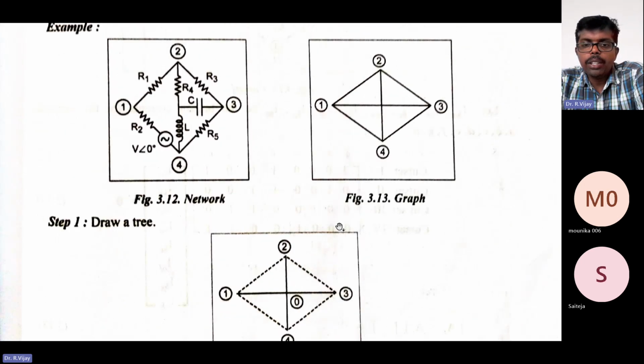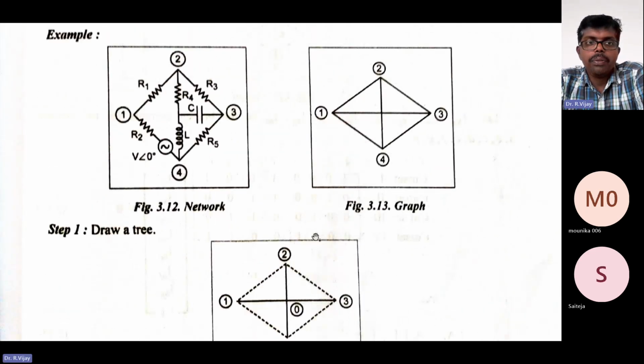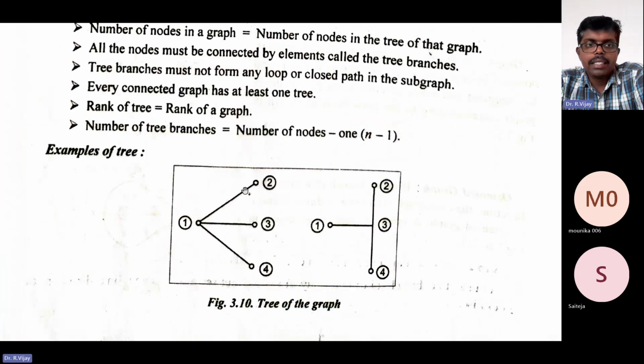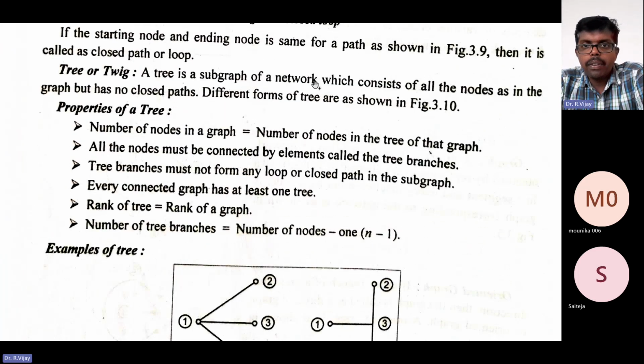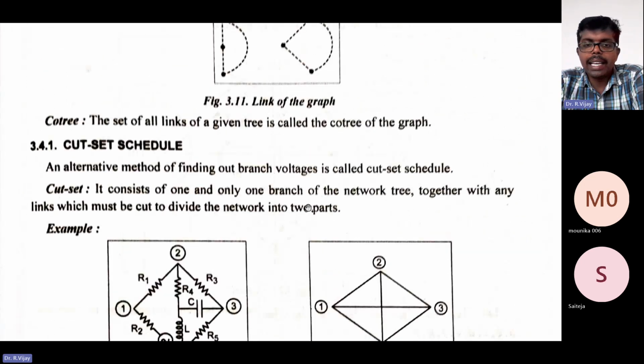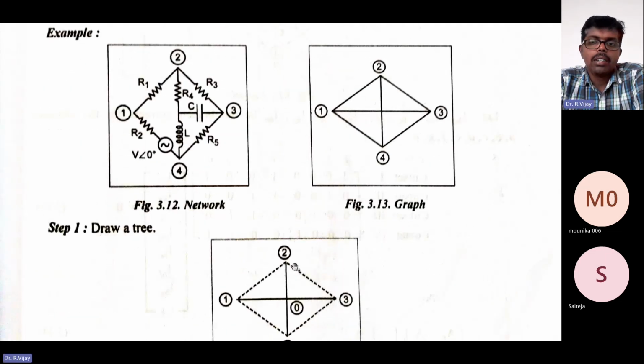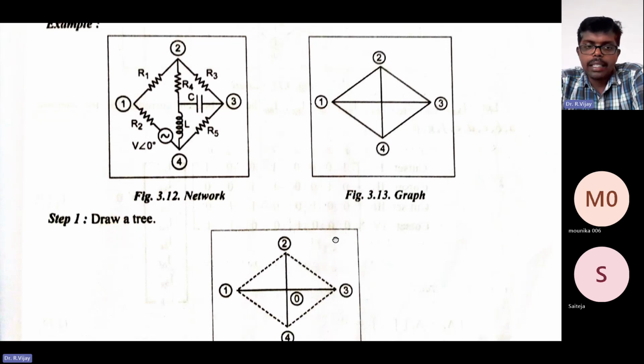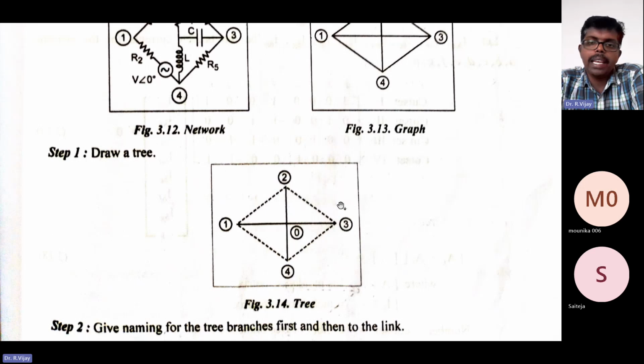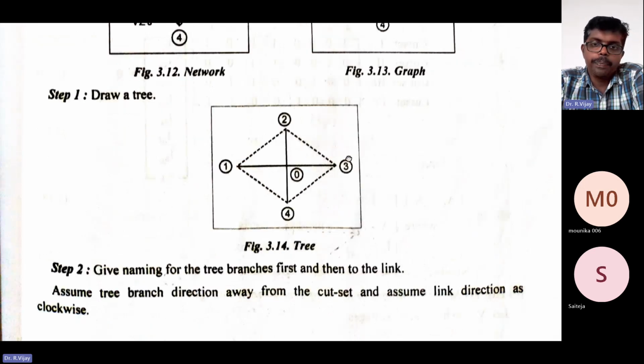What is a tree? We need to avoid the closed loop. That is called a tree. We have already seen what a tree is. A tree is a subgraph of the network which consists of all the nodes as in the graph, but has no closed path. Whatever graph is given in the problem, we do not make it a closed path, so we are opening it here. The tree will not form any closed path.